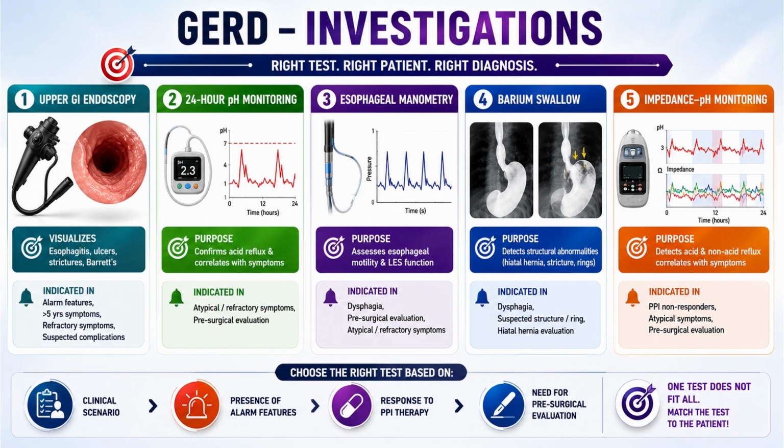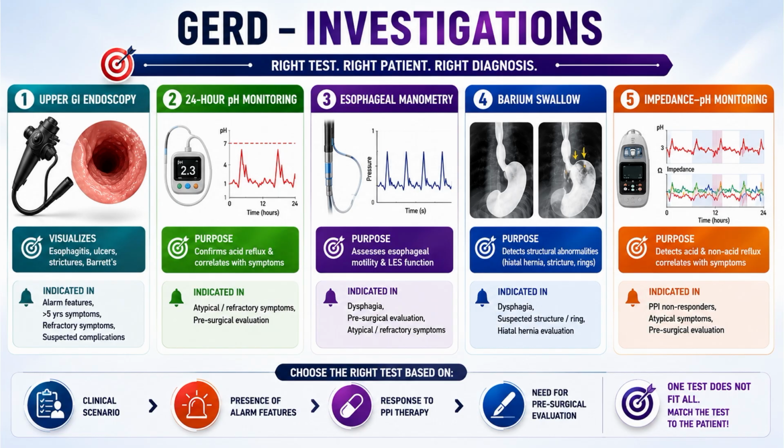Now, let's discuss the investigations. First and foremost, upper GI endoscopy. This visualizes esophagitis, ulcers, strictures, and Barrett's esophagus. Indications include alarming features, chronic symptoms, refractory GERD, and suspected complications. Second, 24-hour pH monitoring. This is the gold standard for confirming acid reflux. It correlates the symptoms with the acid exposure.